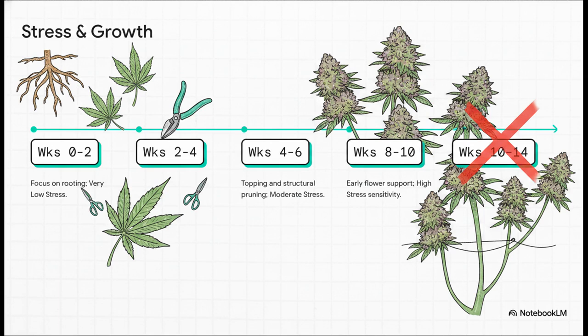But watch what happens around week 8. As it enters the flowering phase, its energy radically shifts from building structure to producing flowers and resin. If you inflict high stress then, the plant will just stunt. So our physical interventions have to aggressively decrease as the plant matures.